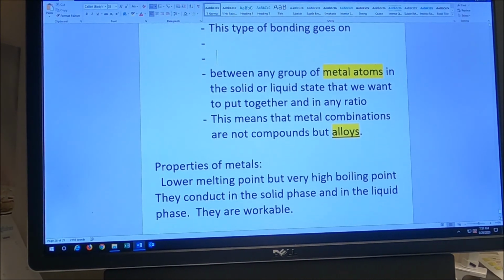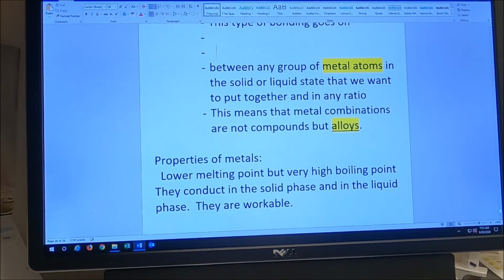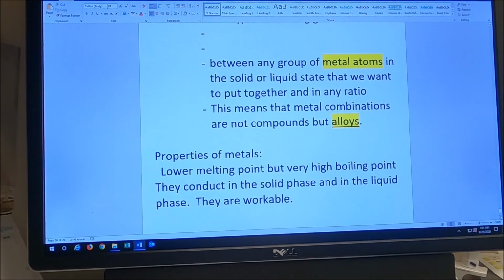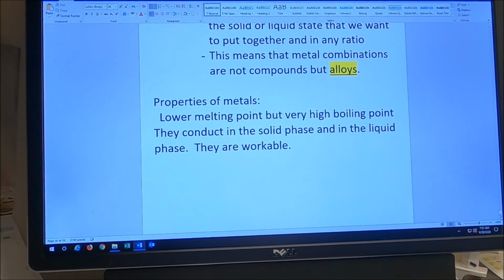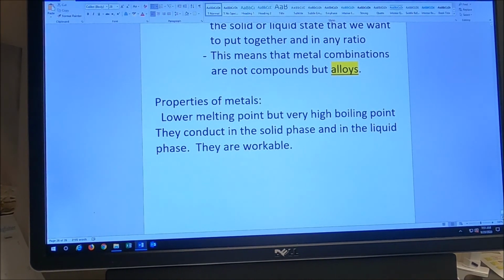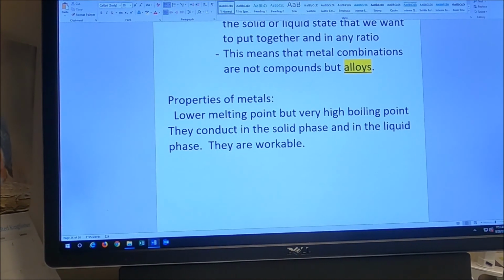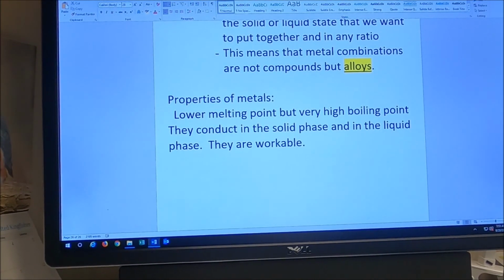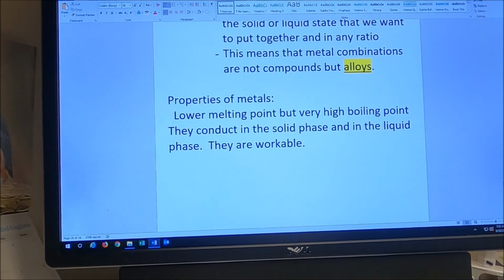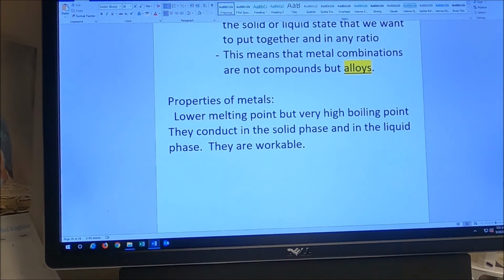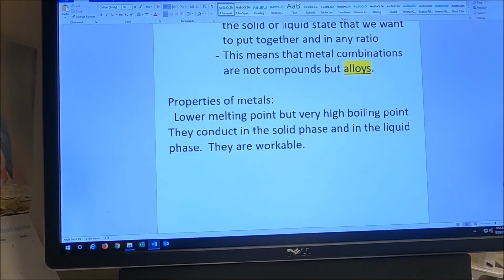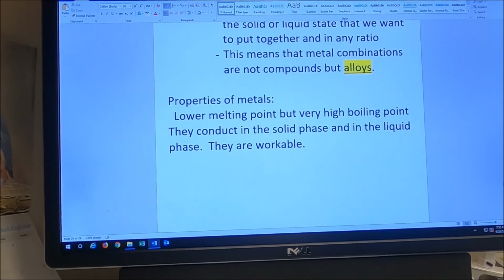We can put them together in any ratio, which leads to the formation of metal alloys. And the properties are that metals have lower melting points, but very high boiling points, because to boil, each atom has to gather up its electrons to leave the party. And they'll conduct in the solid phase and in the liquid phase, and they're workable. And it's all based on the fact that they share their electrons. All right, guys, that should be the missing part out of chapter 4.